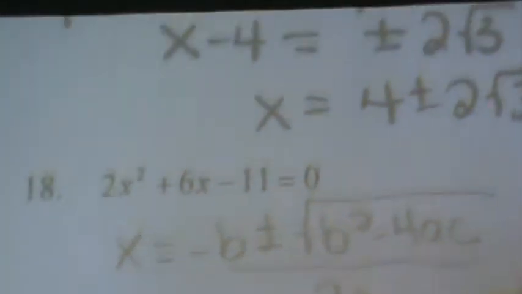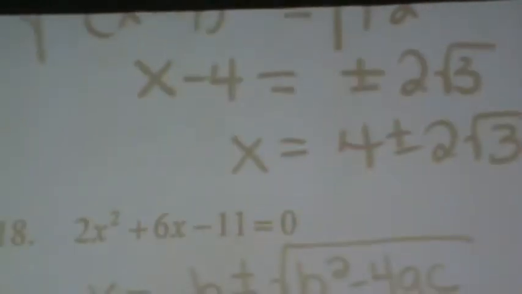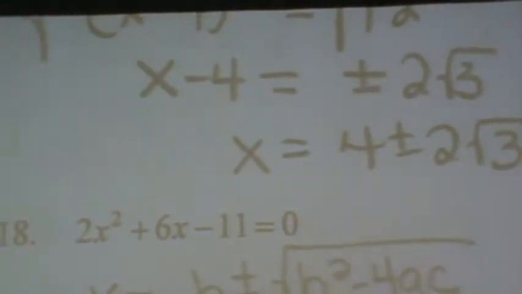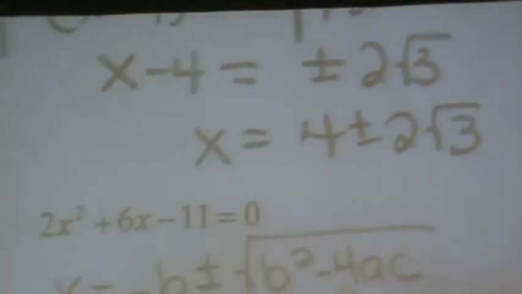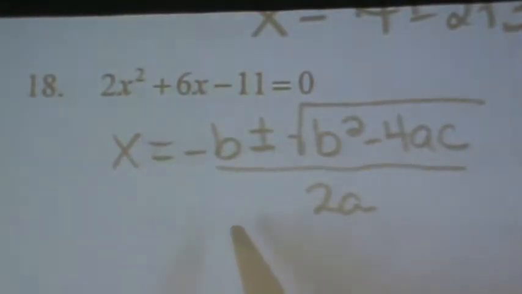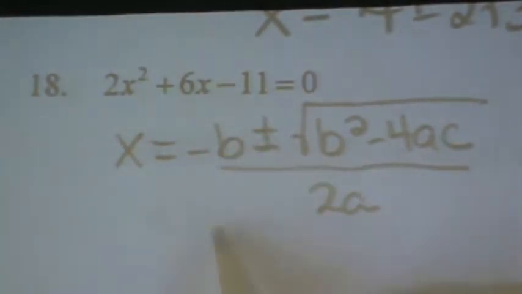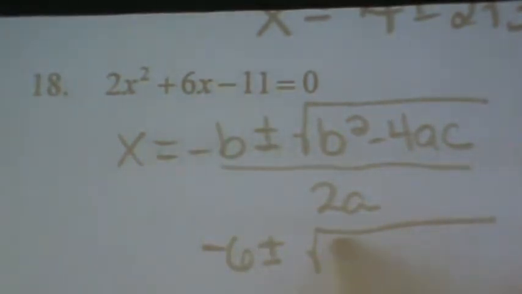Now, I know in the directions it says, solve by completing the square. I'm going to let you decide what method you want to use, okay? You don't have to perform a certain operation, but you should know how to do each one of them. Would anybody have trouble with this? So it would be 6, -6 plus or minus, we have 36 minus 4 times 2 times -11, and over 2 times 2, which is 4. You can finish that yourself.